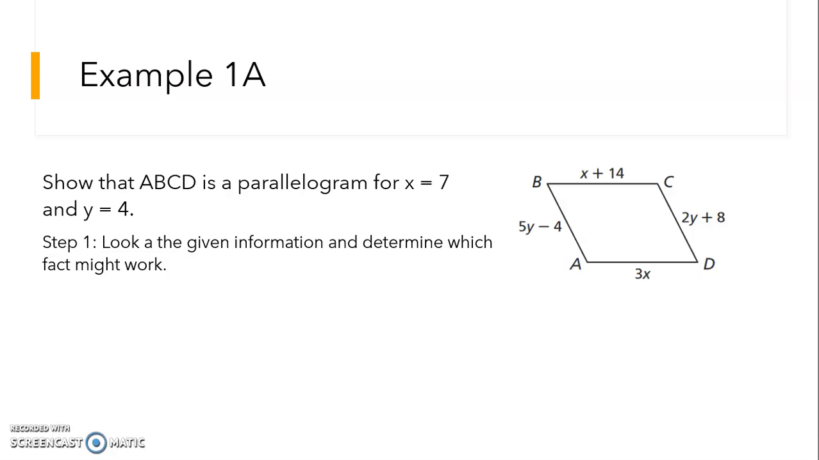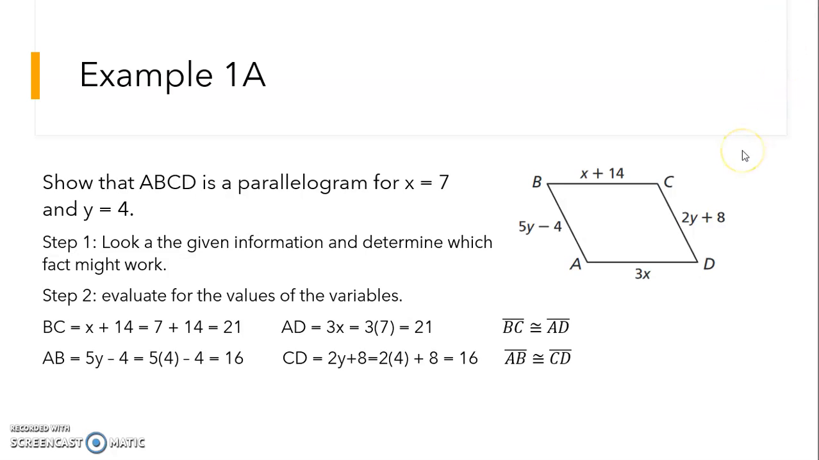So step 1 is to look at the given information and determine which fact might work. So notice they've given us an expression for BC and an expression for AD. They've also given us an expression for AB and CD. So pick a fact that might work, and then we're going to just show some work to show that it's true.